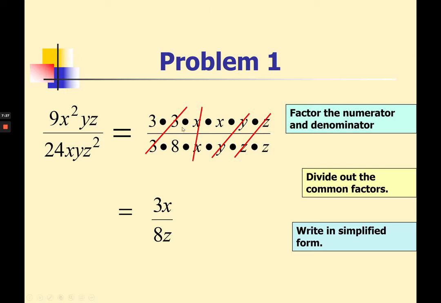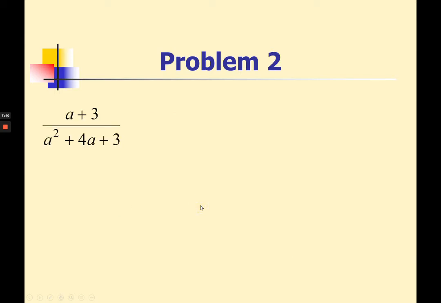A little tricky on your factoring. Try to see which one actually works. Okay, now let's try number 2 problem. A plus 3 divided by a squared plus 4a plus 3.